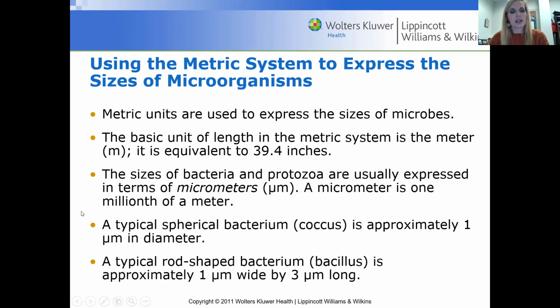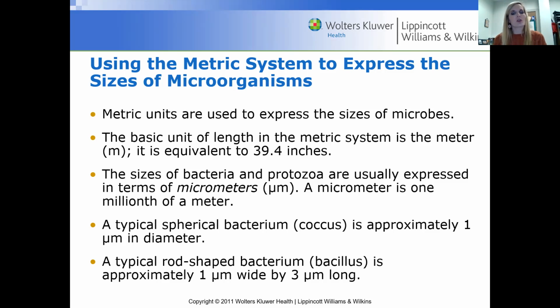So just to show you your typical average sizes of bacteria, a typical spherical bacterium is called a coccus. If you look at multiple of them, it's called cocci. We'll talk about this when we cover bacteria in chapter 4. But your average spherical-shaped bacterium is about 1 micrometer in diameter. So that gives you an idea of how big that is.